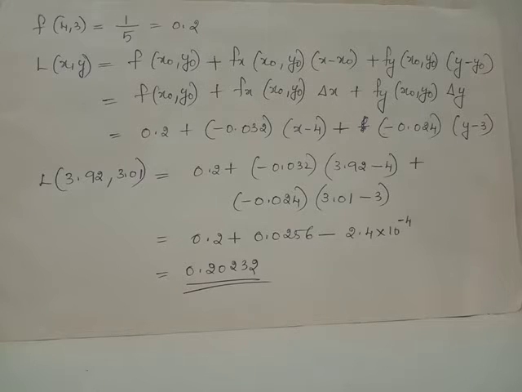From the Taylor series for function of two variables, we have found local linear approximation is the expression given by L of x, y equals f of x naught, y naught plus fx at x naught, y naught into x minus x naught plus fy at x naught, y naught into y minus y naught. So we will have to evaluate first order partial derivative of function f with respect to x and y.